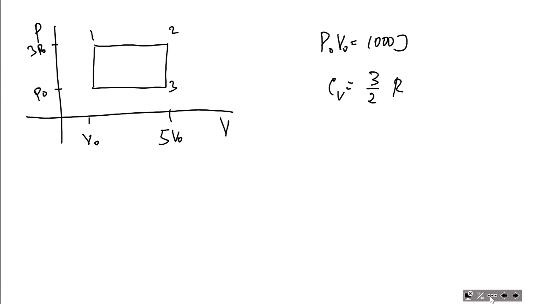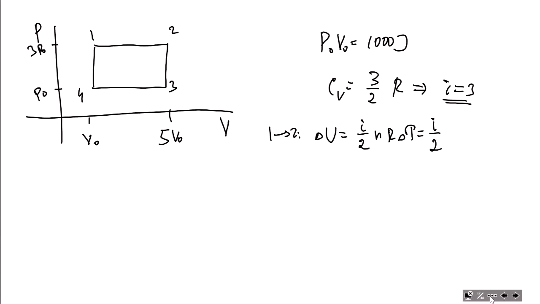Column 1, 2, 3, 4. So 1, 2, for example. Hence, I equals 3. And delta U will be equal to I over 2 N R delta T. But in this situation, because pressure remains constant, I over 2 P delta V. Questions about this? Because if you see this, that's it. That's your first calculation. That's going to be 3/2, 3 P naught.